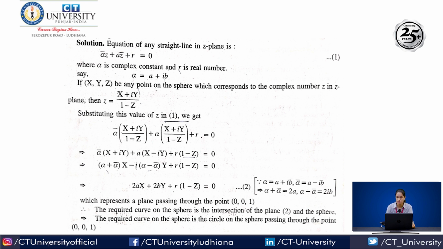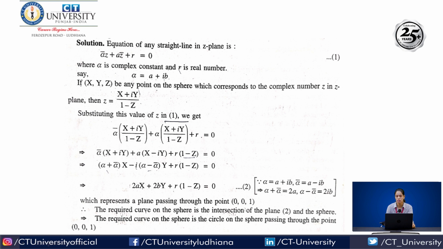After solving that, the equation will become 2ax plus 2by plus r into (1 minus z) equals 0, which represents the planes passing through the point (0, 0, 1), because of the 1 from 1 minus z, that will represent the z coordinate. So this is the required curve.